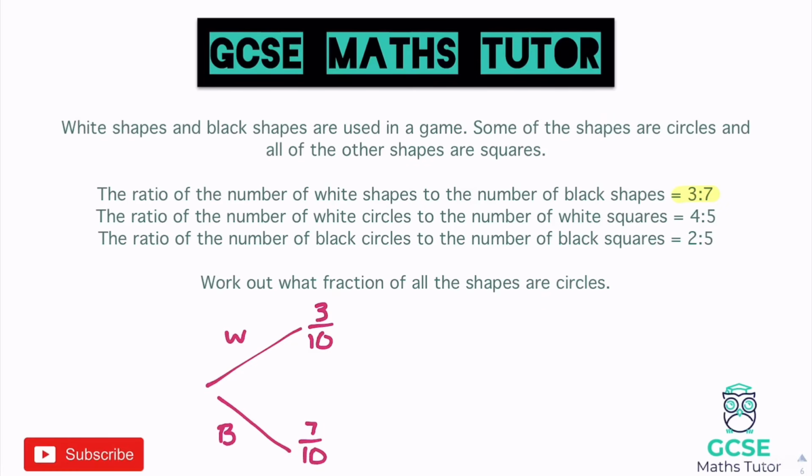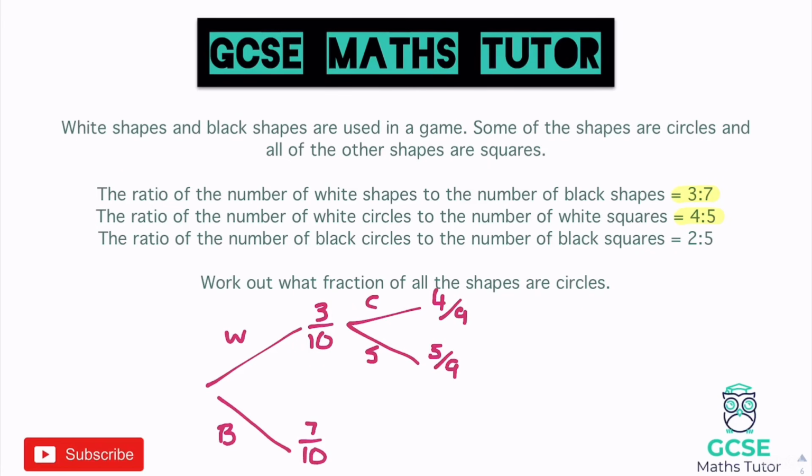So now it tells us about the white circles to white squares. So we're looking at this white route here. So we've got white circles, white squares. So I'll just label this C and S. And the ratio there is 4:5. So that's out of 9. We've got the circles first. So that's 4 out of 9 for the circles and 5 out of 9 for the squares.